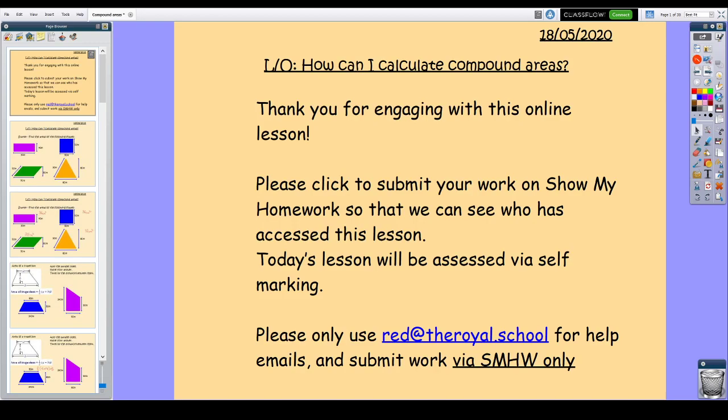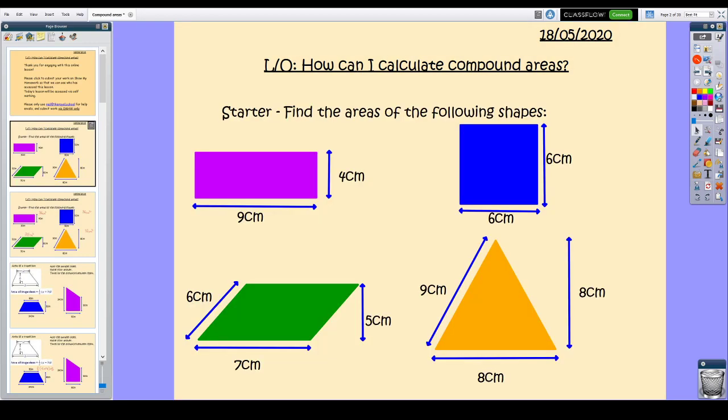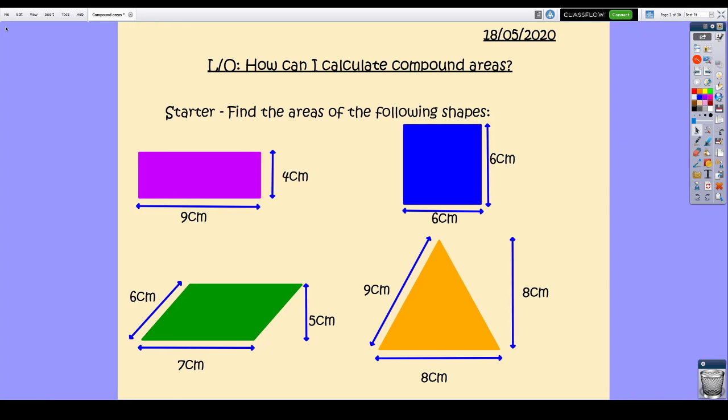So for our starter activity, I've got us having a look at 4 shapes up on the board here. So I'd like you to try and work out the area of these 4 shapes, please. Let me just remove the browser from the side so you can have a better look at those. So if you can calculate the 4 areas, please, and you may wish to pause the video until you're done so we can then run through the answers.